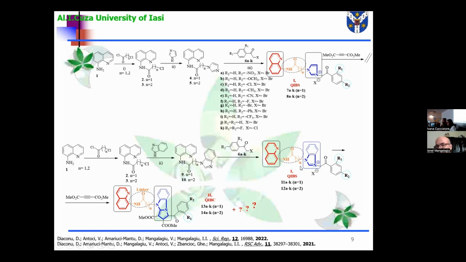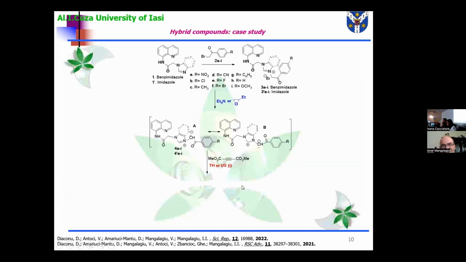But in the case of the benzimidazolic system, it was possible to do the cycloaddition reaction, and we get the desired compounds, this one having the benzimidazole in the molecule. But also, as you will see, we get some other compounds which in a way made us not happy at the beginning, but finally we were happy like that. So how do the reactions work?